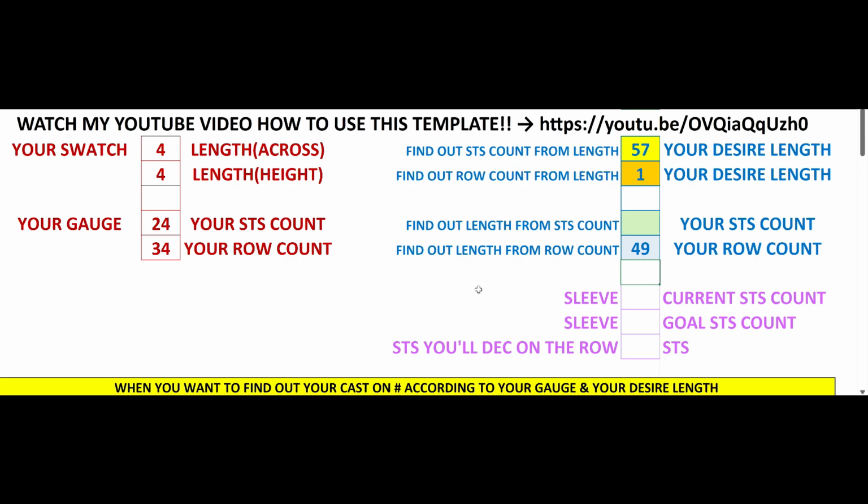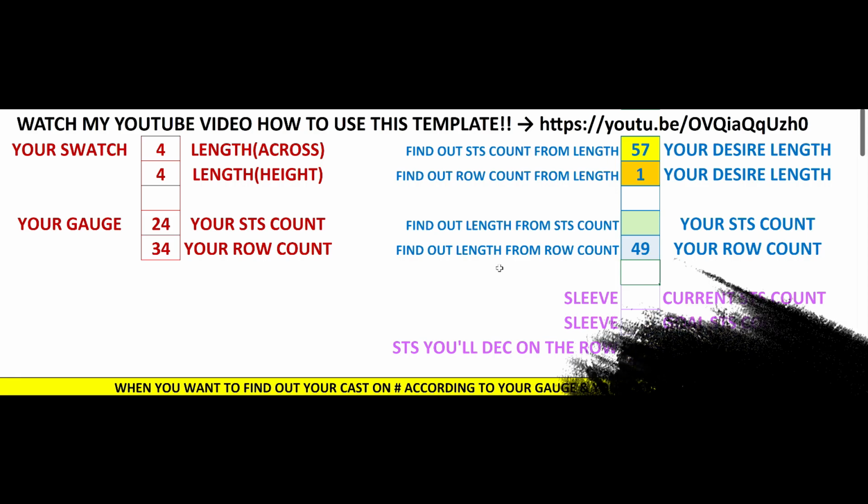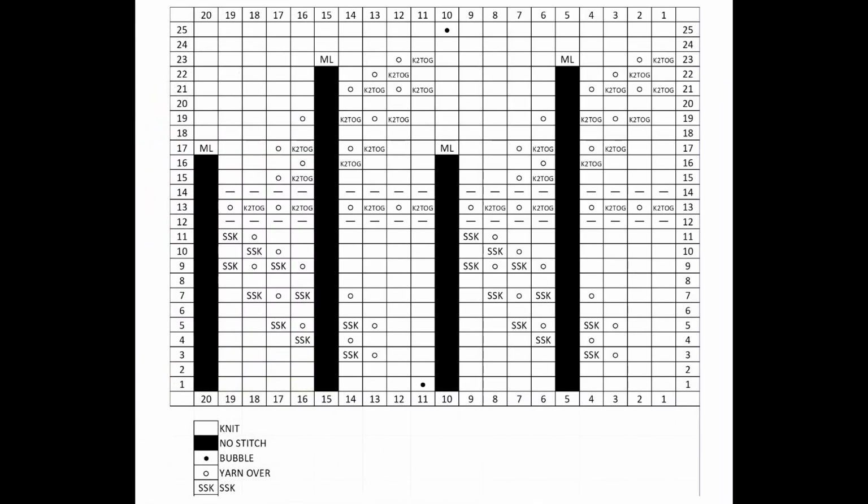If you don't like reading the chart, you can skip this. But I think it's good to learn how to read the chart, especially since a lot of people give up because they don't understand what no stitch means. So let me talk about how to read the chart with no stitch.